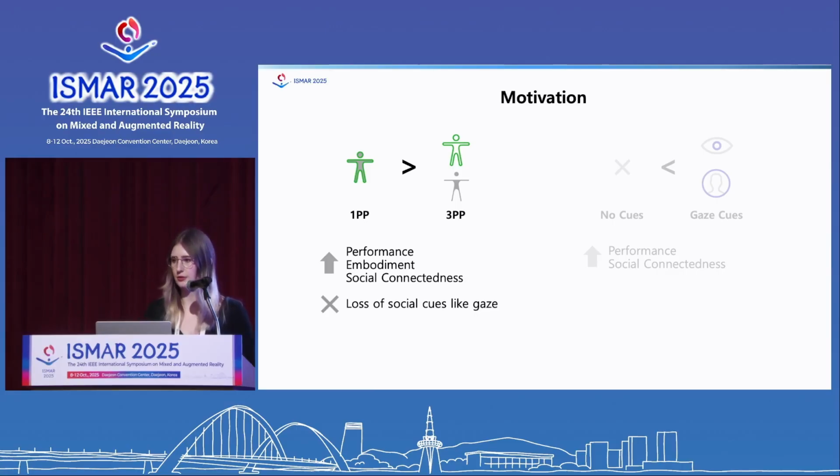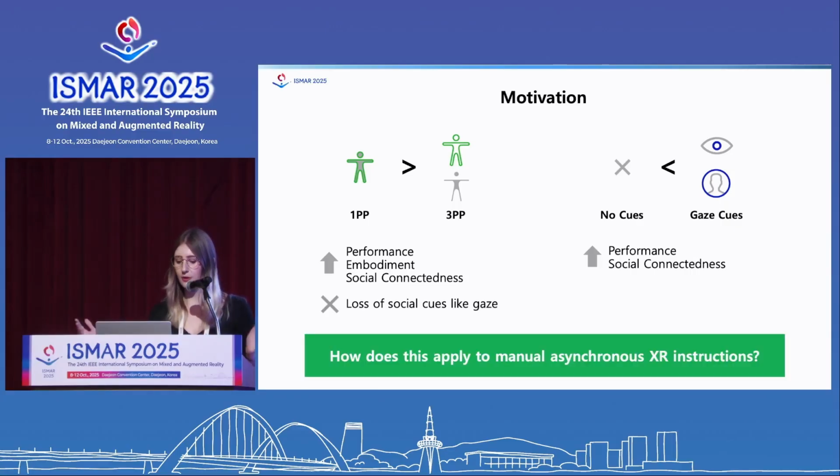and also the embodiment and social connectedness according to related work, but we also lose social cues like gaze as we change our perspective. We don't see the head anymore, so we don't see where the expert is looking. And this is a problem because there's related work that says that performance improves and also social connectedness when we use gaze cues compared to no gaze cues. But we don't know how this applies to manual asynchronous extended reality instructions, especially augmented reality instructions.